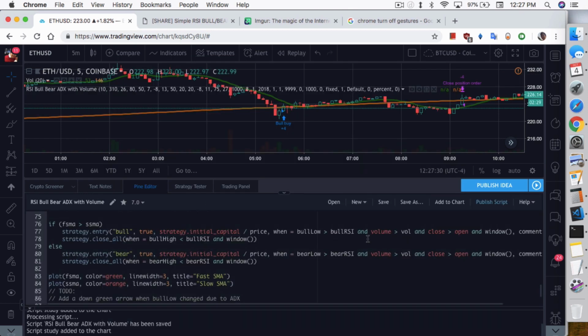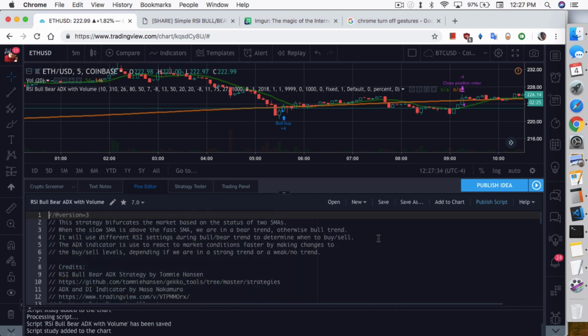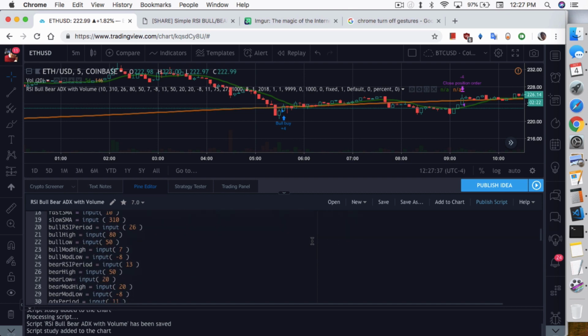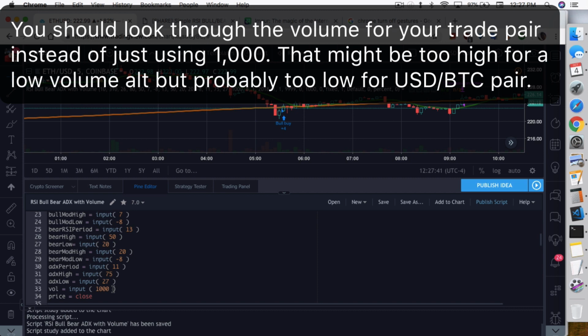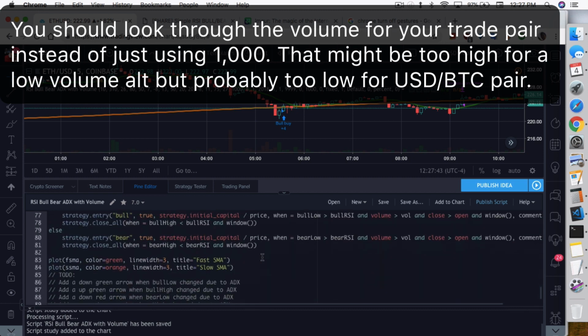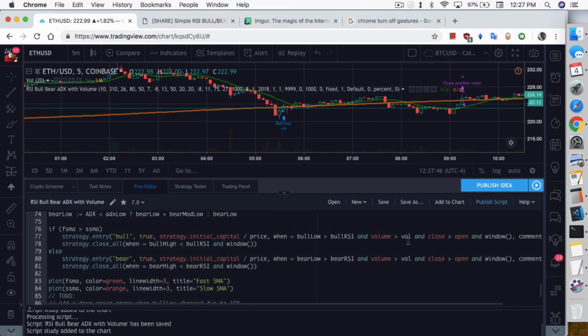All I had to do was change in here: and volume greater than vol. So basically I went back up here, I added a variable called vol, and it has to have 1,000 in terms of volume. That's the default right now. So what it means is if the volume is greater than 1,000, and I said another thing where the close has to be greater than open, this amount of volume has to be a positive volume. So it has to be a green candle. If it's a red candle, I wouldn't want to buy into a red candle. That means it's still falling. If it's a green candle with a high amount of volume, that's when I wanted to buy in.